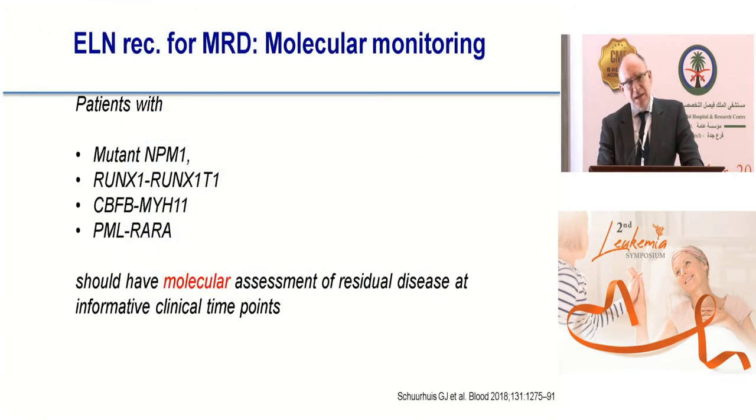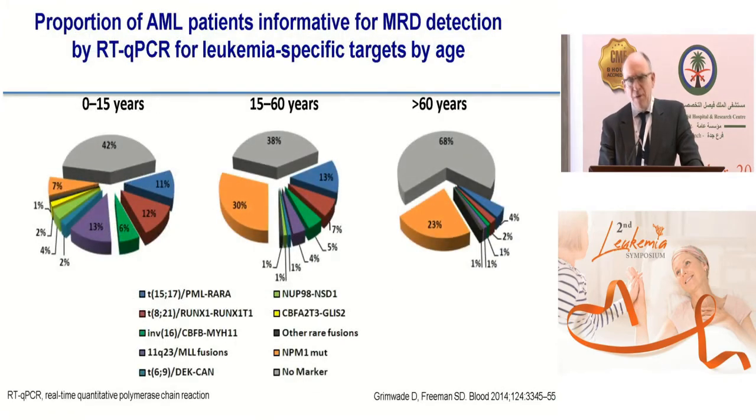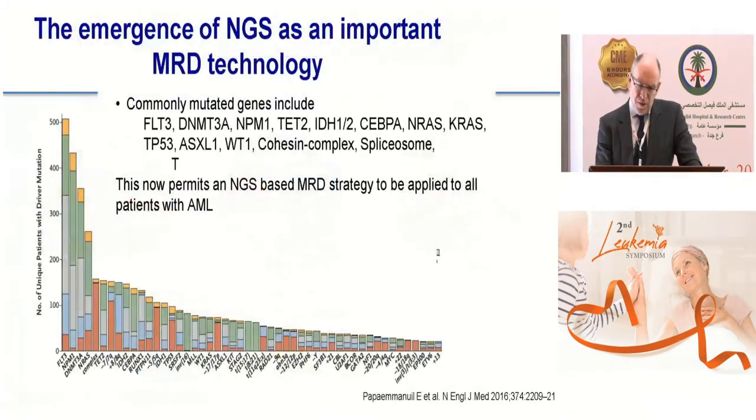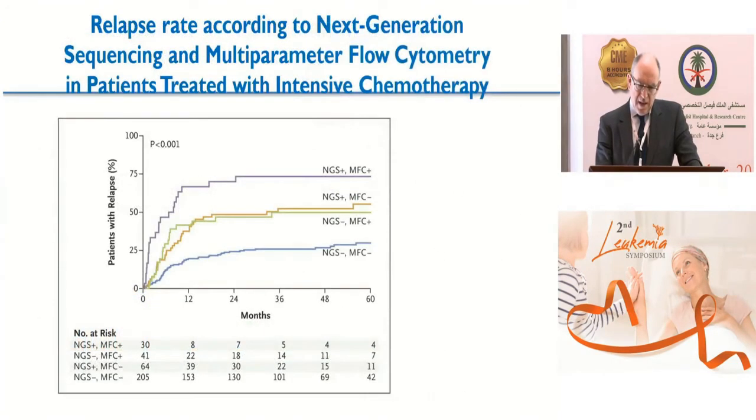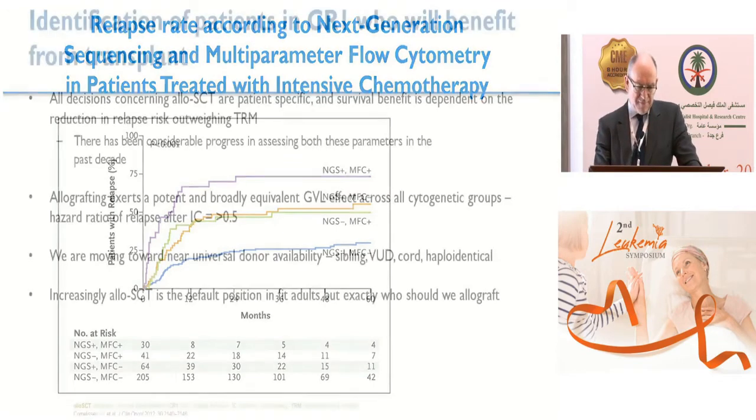So these are the mutations that are amenable to PCR quantitation, NPM1 particularly. But the problem is that most adults don't have a suitable molecular marker. So at the moment we use flow, but it may be that combining flow with next-generation sequencing-based MRD is the way to go. That's not standard of care, but I just flag that up to you.